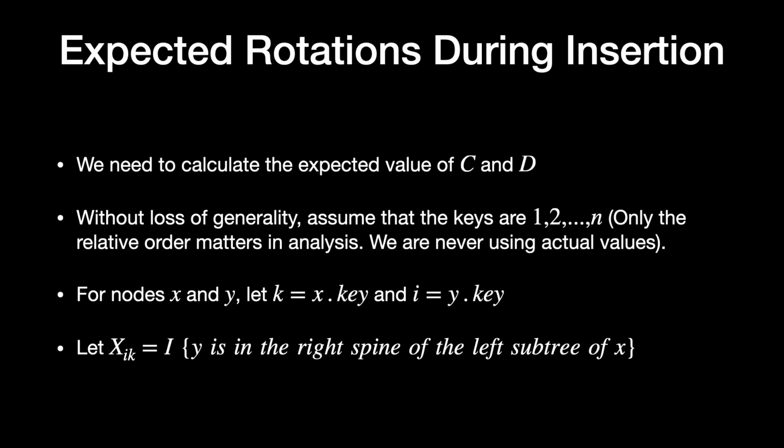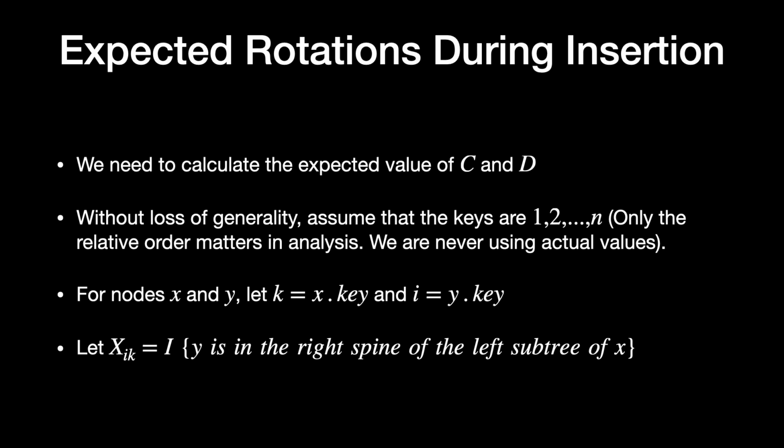So because of the previous result, in order to calculate the expected number of rotations during insertion, we need to only calculate the expected value of C and D, and the expected number of rotations is equal to C plus D. Without loss of generality, we can assume that the keys are 1, 2, 3, 4, all the way up to n. And the reason for that is only the relative order of the keys matters. It doesn't matter what the actual values of the keys are.